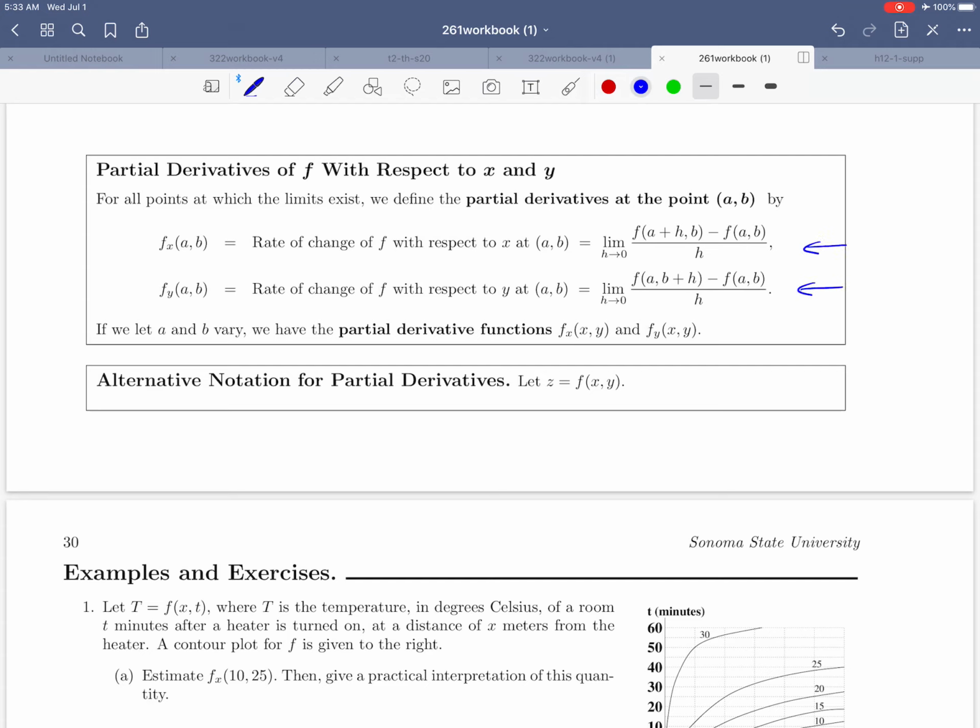Okay, and the first box that you see here basically just reminds us that rates of change are about finding limits. You might recall learning this in Calculus 1, that the slope of the tangent line is really a limit. Okay, and that's all that's going on here.